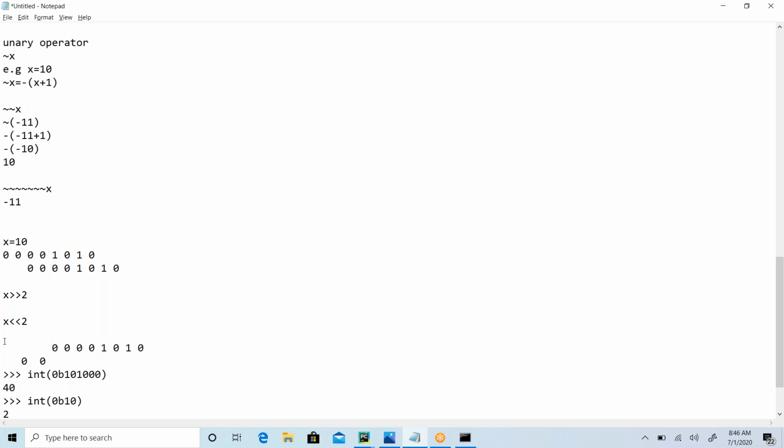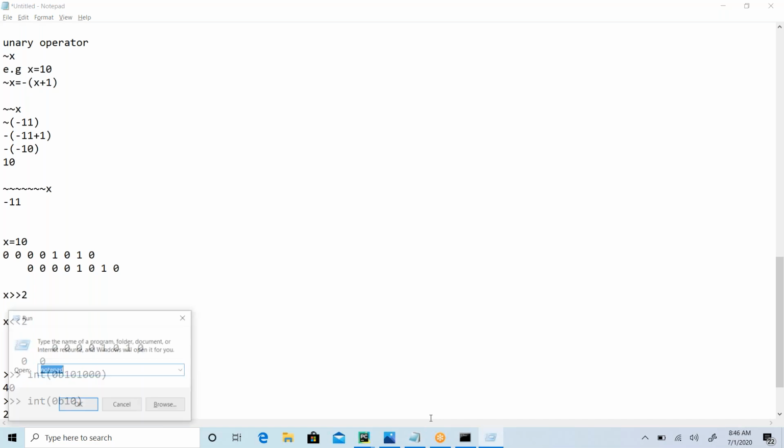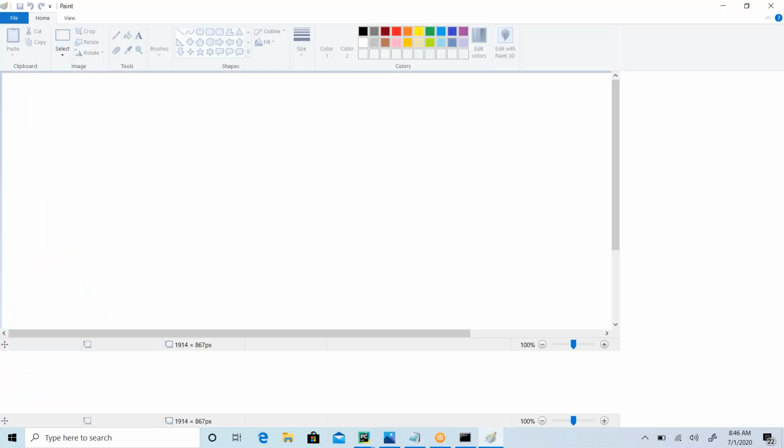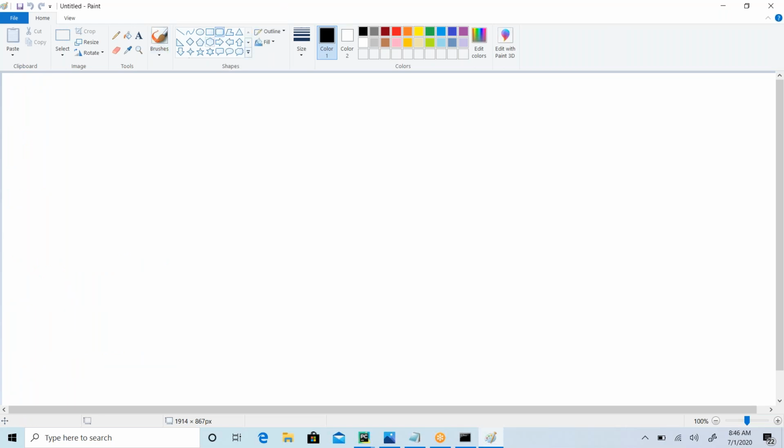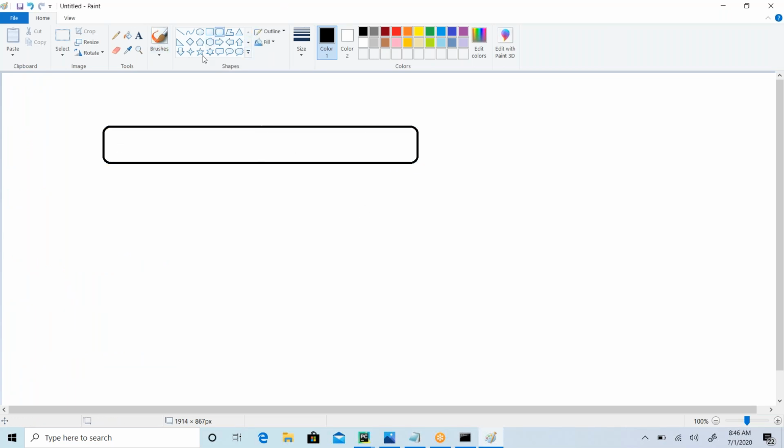Let me show you here. I have an 8-bit representation here. So take 8 bits, 8 cells. 8 bits are nothing but 8 cells. 1, 2, 3, 4, 5, 6, 7, and 8. Right? 1, 2, 3, 4, 5, 6, 7, 8.